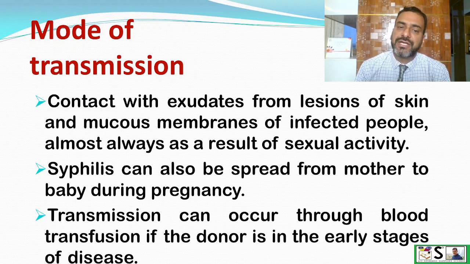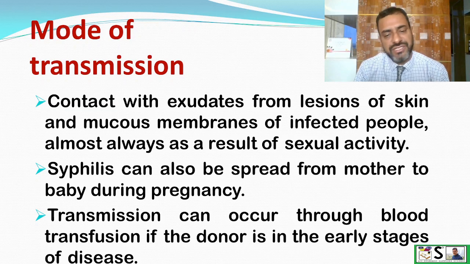How it spreads means mode of transmission. It spreads by direct contact with the exudates from the lesions of the skin as well as mucous membrane of infected people, and it is always associated with sexual activity. Syphilis can also be spread from mother to baby during pregnancy, and through blood transfusion if the donor's blood is infected with syphilis.